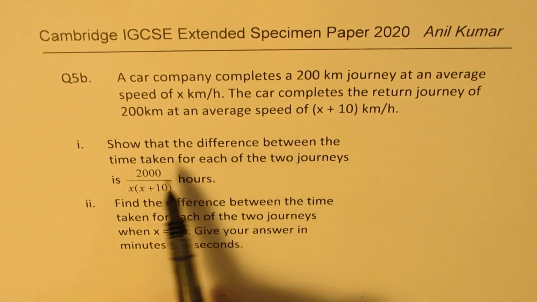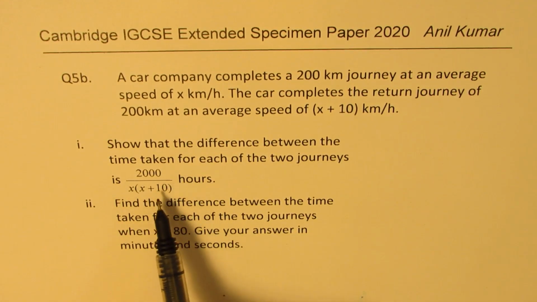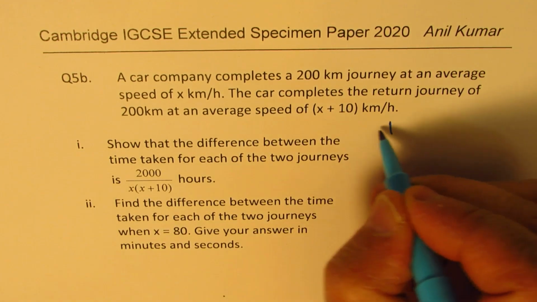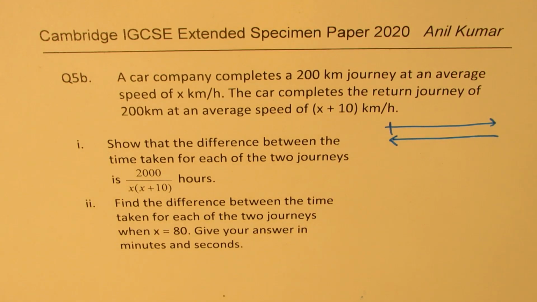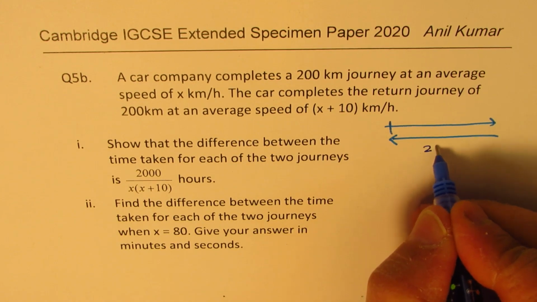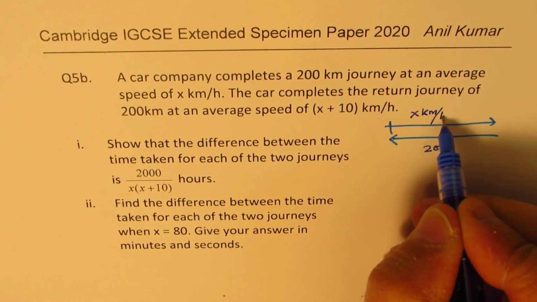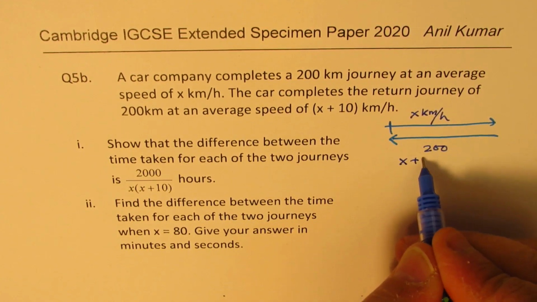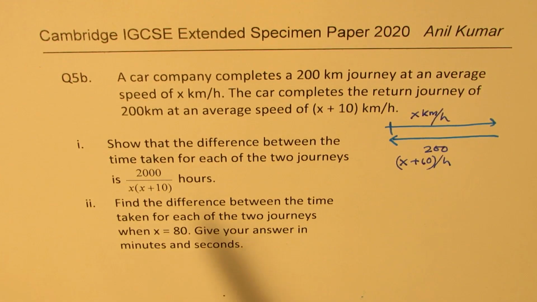Show that the difference between the time taken for each of the two journeys is 2000 divided by x times (x plus 10) hours. So basically it is a distance-time word problem, right? We are given a distance which is 200 kilometers. While going, the speed is x kilometers per hour, and while coming back, it is higher, so it takes less time, correct? We need to find the difference between the time taken for each of the two journeys.